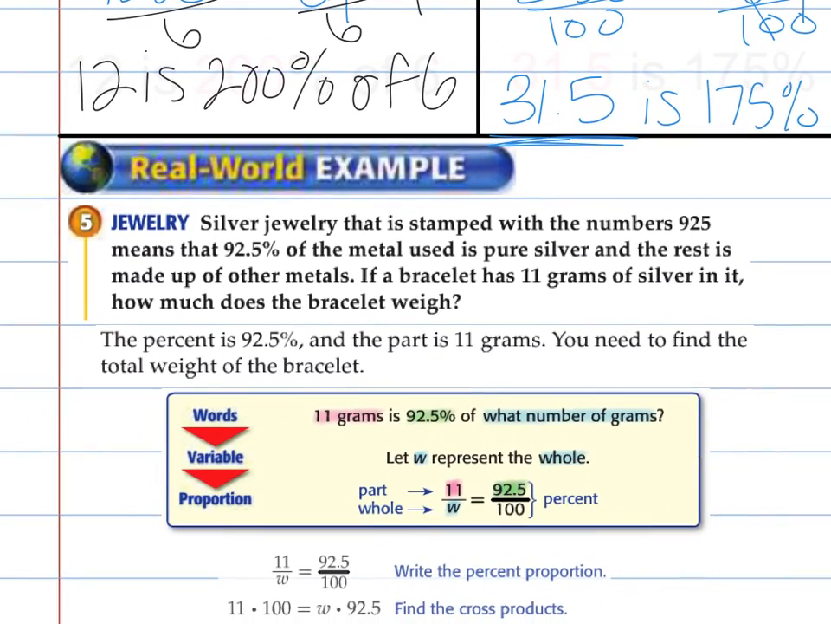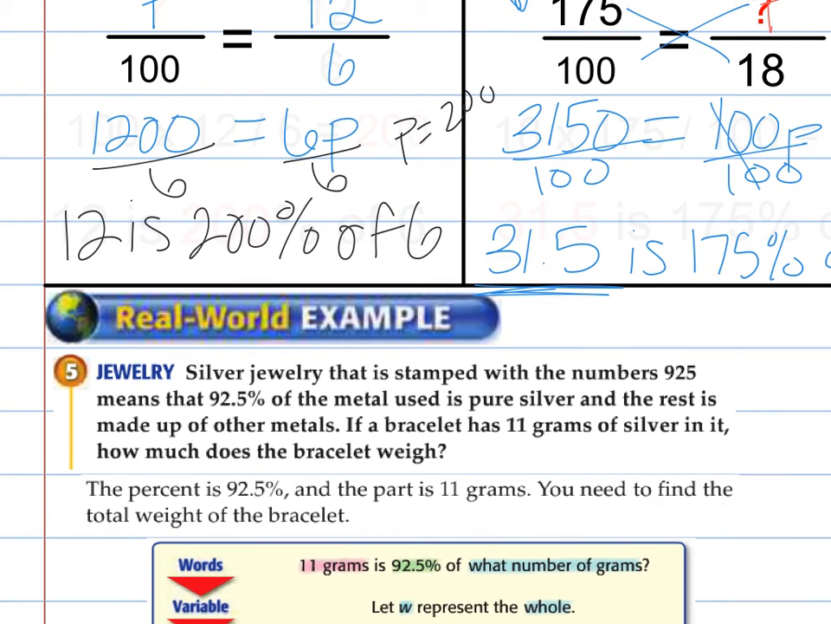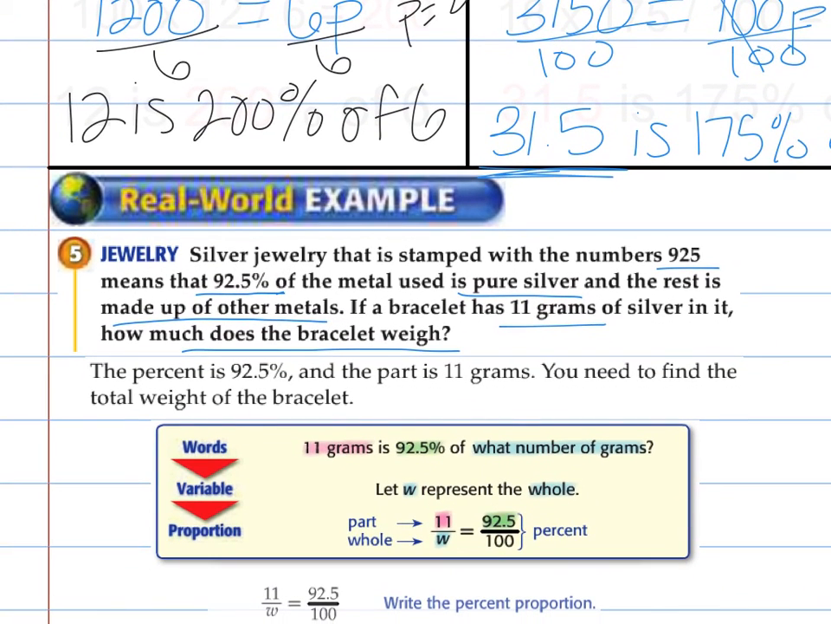All right, last little bit here. Silver jewelry that is stamped with the numbers 925 means 92.5% of the metal used is pure silver, and the rest is made up of other metals. If the bracelet has 11 grams of silver, how much does the bracelet weigh? So the percent is 92.5%. The part is 11, so we need to find the total weight, or the whole. Another way to say this would be 11 is 92.5% of what number? Remember, what means we're looking for it.